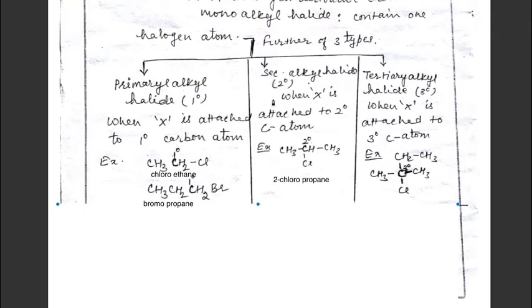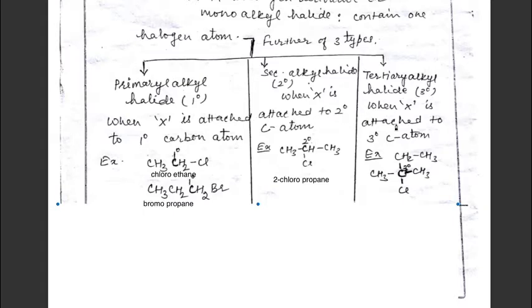Now, secondary alkyl halides are those alkyl halides in which halogen is attached to a secondary carbon atom. This is chloropropane. This carbon atom is secondary in nature as it is attached with 2 carbon atoms. And chlorine is attached to a secondary carbon atom, so it is an example of secondary alkyl halide.